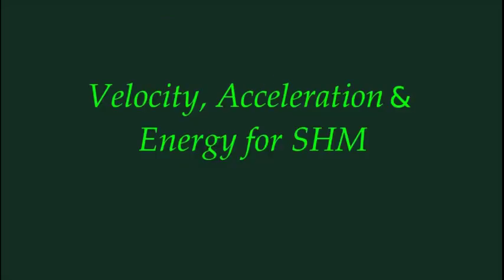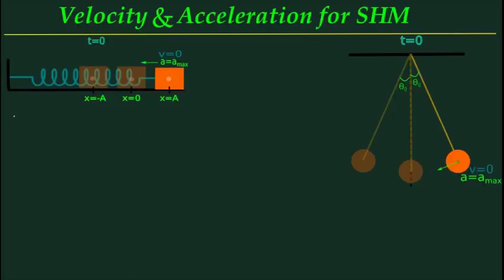Hi, in this video we'll discuss the velocity, acceleration and energy for simple harmonic motion. Let's say the displacement of the particle showing SHM is x(t) equal to A times cosine of omega t.